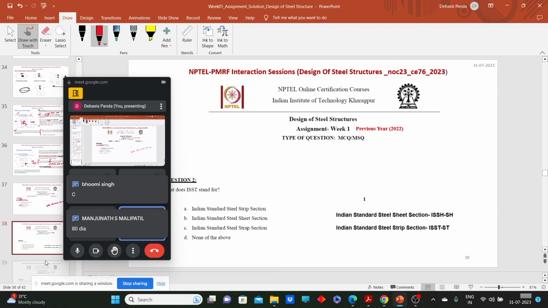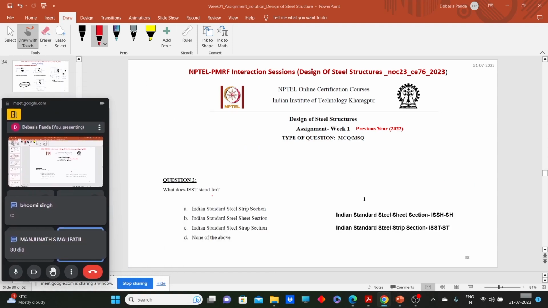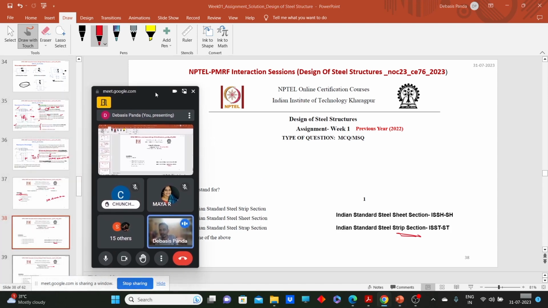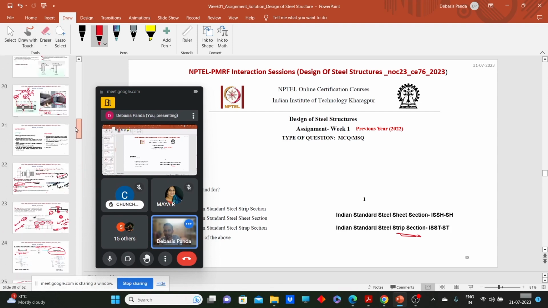Now, next question. What does ISST stand for? ISST is Indian Standard Strip Sections. Tell me, in strip section, which two dimensions are defined? ST and SH. SH is for steel sheet sections, ST is the strip sections. I have already shown you the codes, right? Let me go through that slide a little bit.